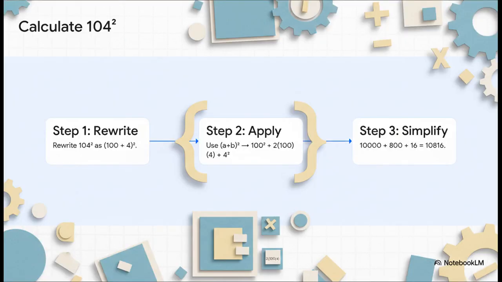Okay, check out this trick. Say you need to figure out 104 squared in your head. Instead of trying to multiply 104 by 104, which is tough, let's be clever. We can rewrite it as (100 + 4) squared. And hey, that's our first identity. So it becomes 100 squared plus 2 times 100 times 4 plus 4 squared. Now those are easy numbers to work with, right? That's just 10,000 plus 800 plus 16. Add them up and you get 10,816. We just took a complex calculation and made it super simple.